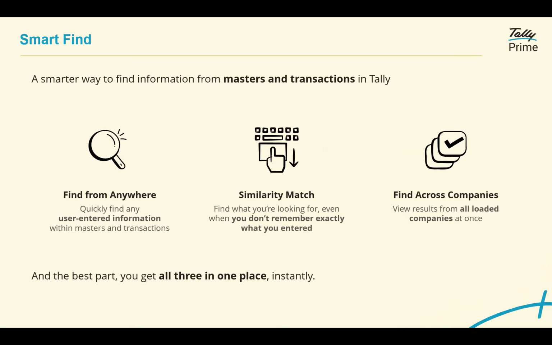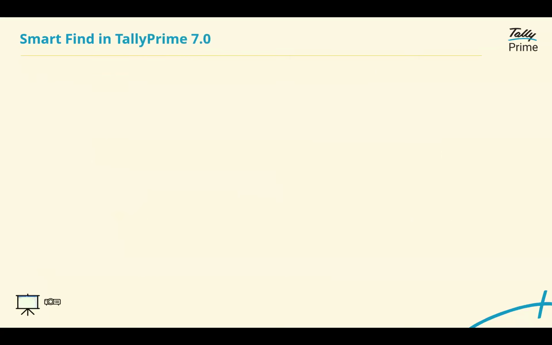You have a similarity match functionality here. That is, you can find what you are looking for even when you don't remember exactly what you entered. And you can find it across companies. You can view results from all loaded companies at once. And the best part is you get all three in one place instantly. That is SmartFind in 7.0. So let us see what all possibilities we have with SmartFind in Tally Prime 7.0.